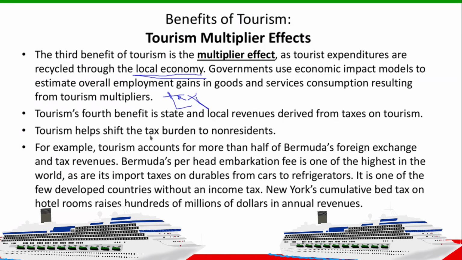Now tourism helps shift the tax burden to non-residents. So this is the multiplier effect. Non-residents are not required to contribute towards the tax. So for example, tourism accounts for more than half of Bermuda's foreign exchange and tax revenues. Bermuda's per head embarkation fee is one of the highest in the world, as are its import taxes on durables from cars to refrigerators. So this is the kind of multiplier effect tourism provides.